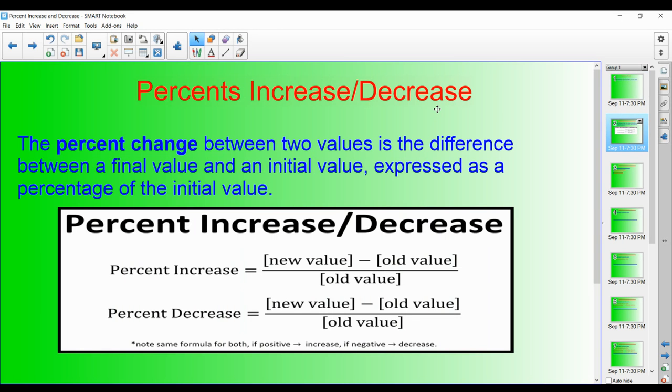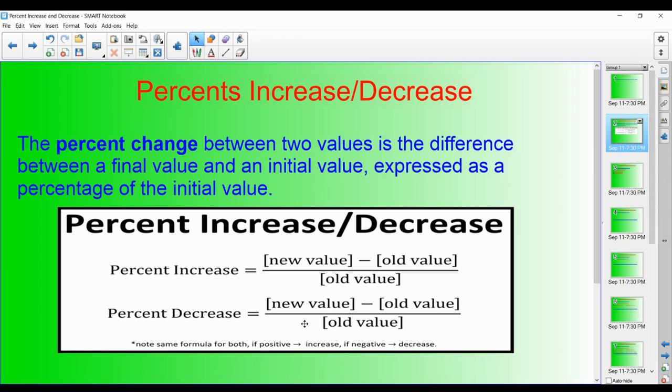So percent change, percent increase or decrease, it's the difference of the values. So it's the change divided by the original. Notice that they're the same formula, just one's going to be a positive value. So a positive value means we go up and we increase our money, or we increase the value of something. And percent decrease means we start higher and we wind up lower.